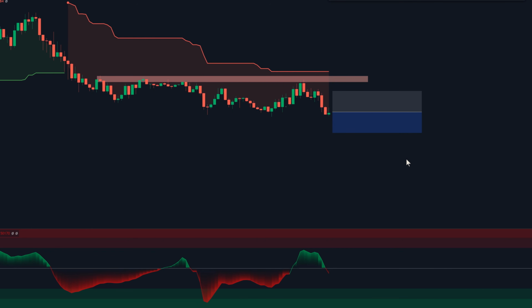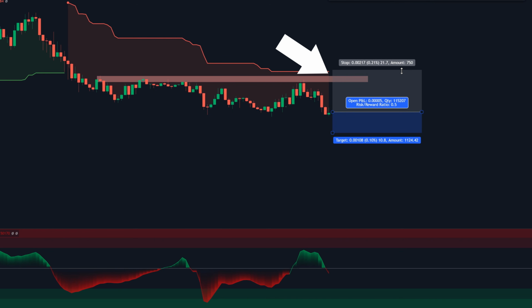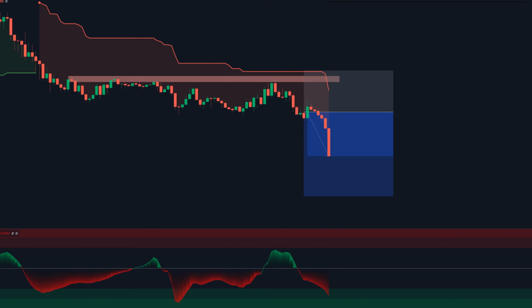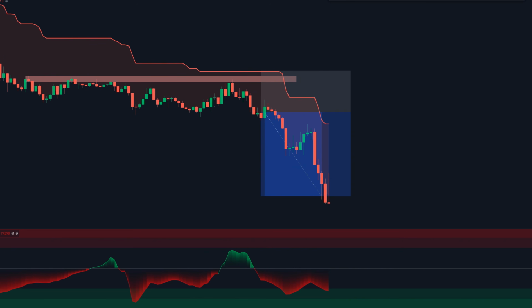The stop loss is going to be set right above the resistance level. For the take profit, we could go with 2 times the risk. We let this trade run, and it hits take profit.